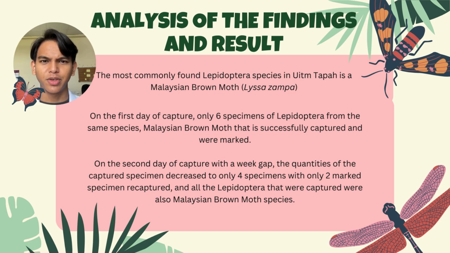Hi, my name is Anirul bin Ruslan and I will be explaining to you about the analysis of the findings and results. The most commonly found Lepidoptera species in UiTM Tapa is the Malaysian brown moth, Isa zampa. On the first day of capture, only 6 specimens of Lepidoptera from the same species, Malaysian brown moth, were successfully captured and marked. On the second day of capture, with a week gap, the quantity of the captured specimens decreased to only 4 specimens, with only 2 marked specimens recaptured, and all the Lepidoptera that were captured were also Malaysian brown moth species.